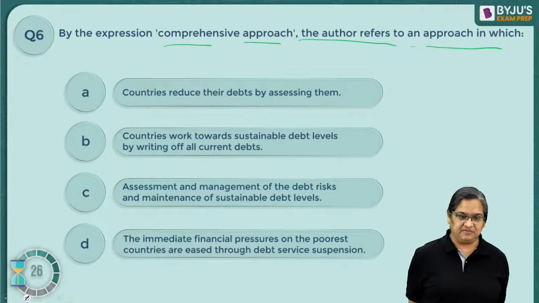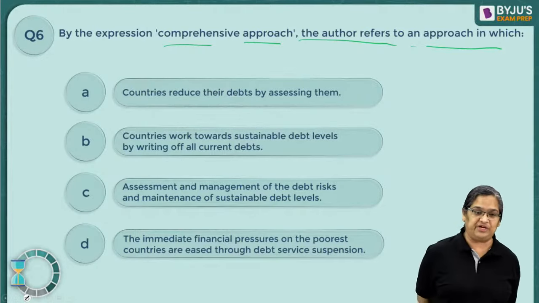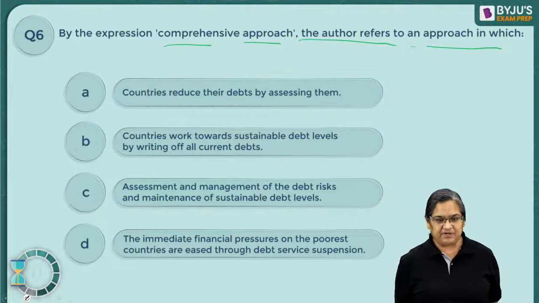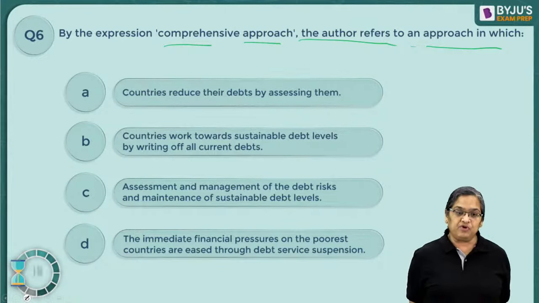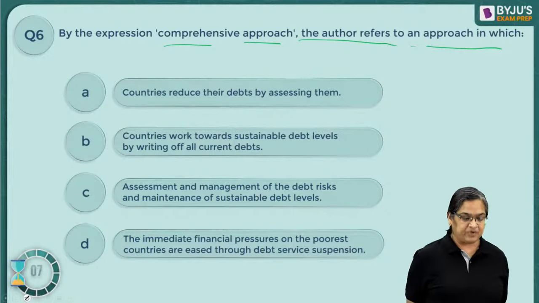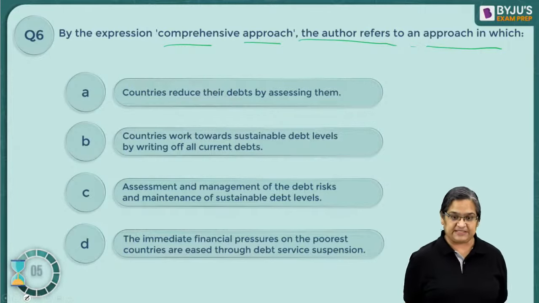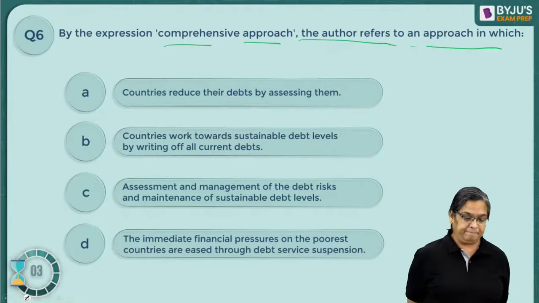Question 6. Within 45 seconds, I should actually give you 30 seconds, but I kept it 45 for both the slides and the questions, so that everyone takes a shot and tries answering the questions. Don't be shy to get it wrong. Test yourself. Is it A, countries reduce their debts by assessing them? Is it B, work towards sustainable debt levels by writing off current debts? Quickly, let me see your answers. Time up.